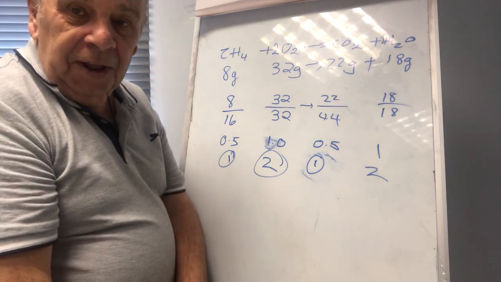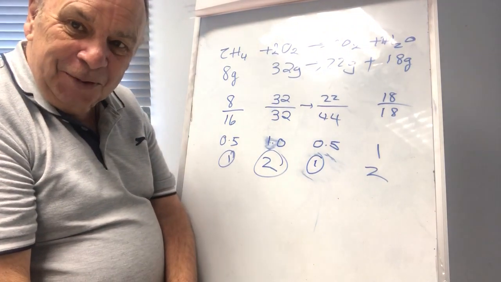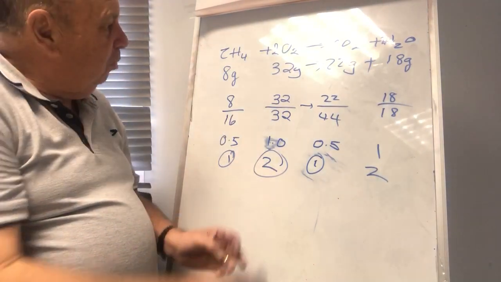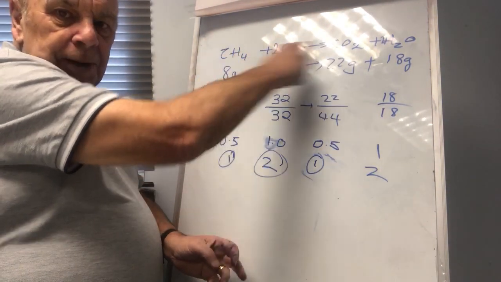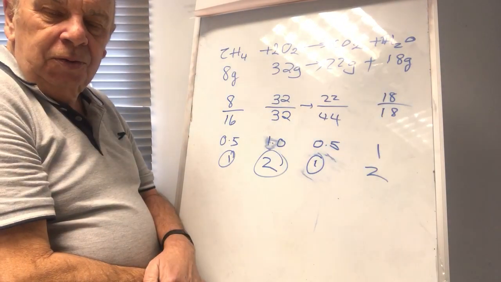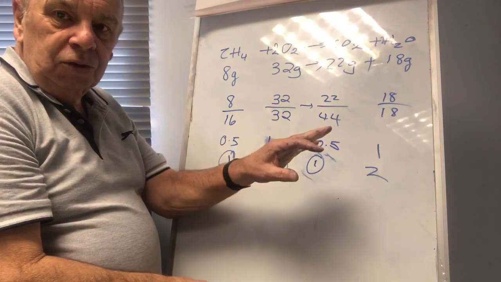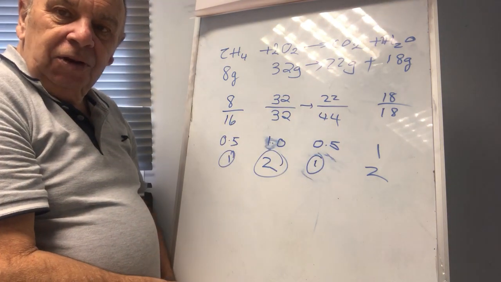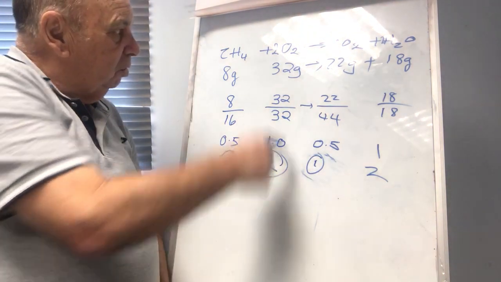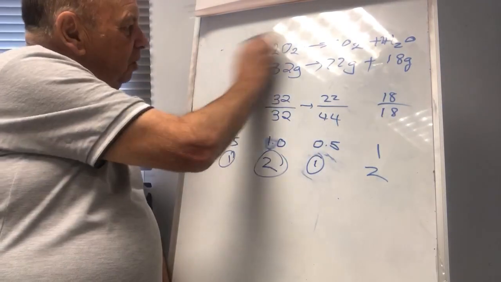Even I made a mistake there, but if you know the relative molecular masses and you can calculate the number of moles of them, you can also then work out to balance the equation.